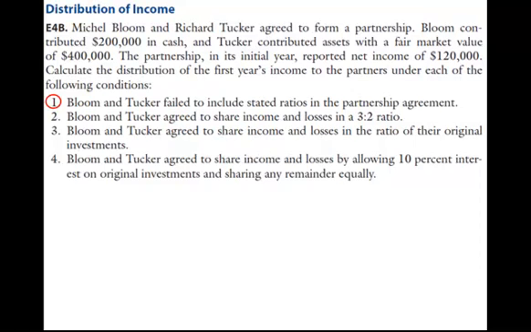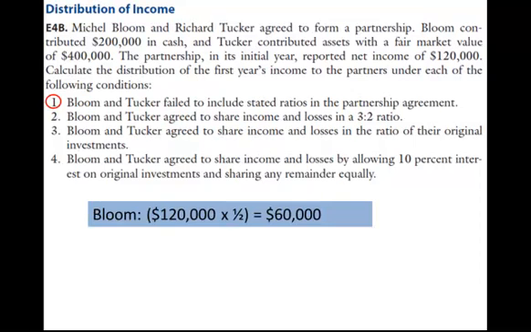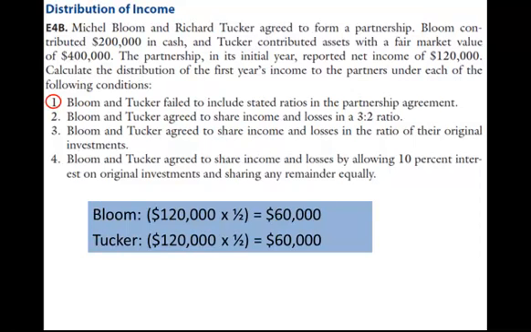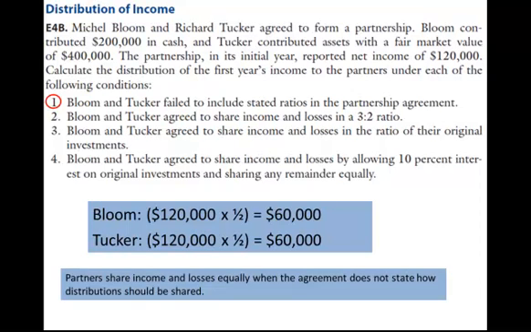So for number one, we are to calculate for Bloom and Tucker if they failed to include stated ratios in the partnership agreement. Whenever a partnership agreement does not say how income and losses should be shared, we assume that they will be shared at a ratio of 50-50, half and half. So in this example, Bloom will get to claim half of the net income, half of $120,000 is $60,000, and Tucker will get to claim the other half, $60,000. So partners share income and losses equally when the agreement does not state how distribution should be shared.